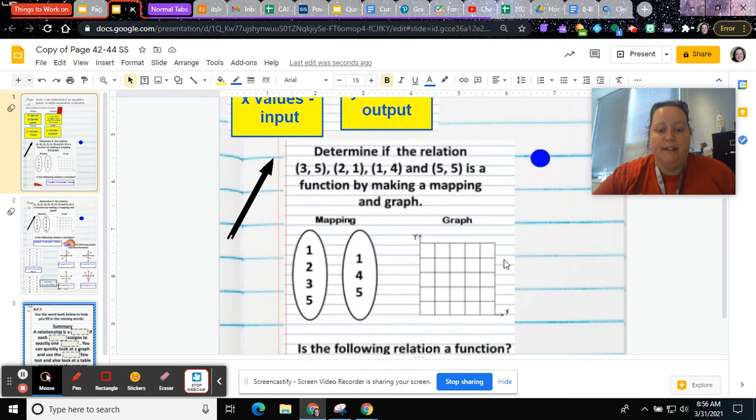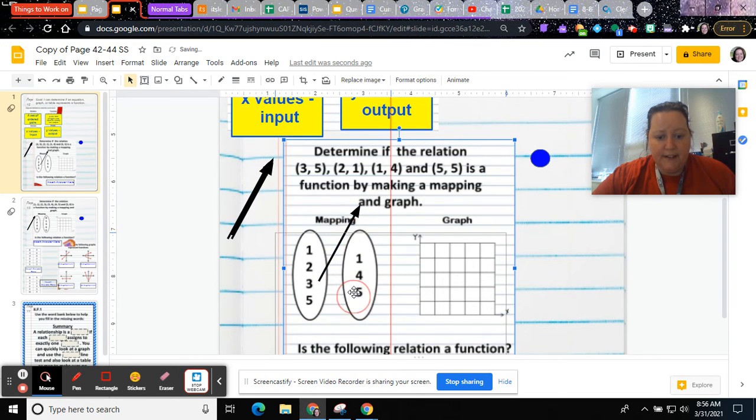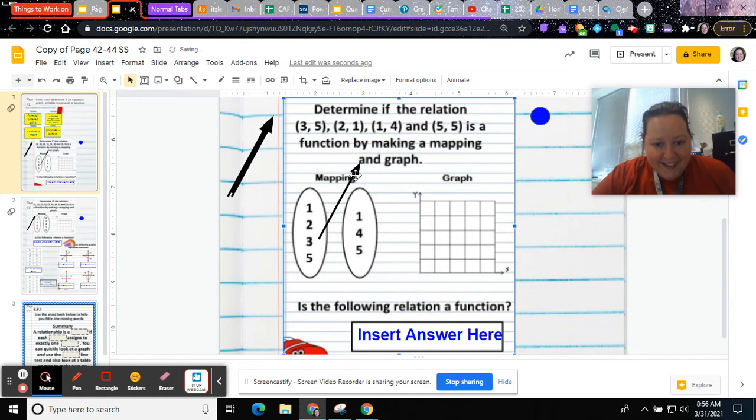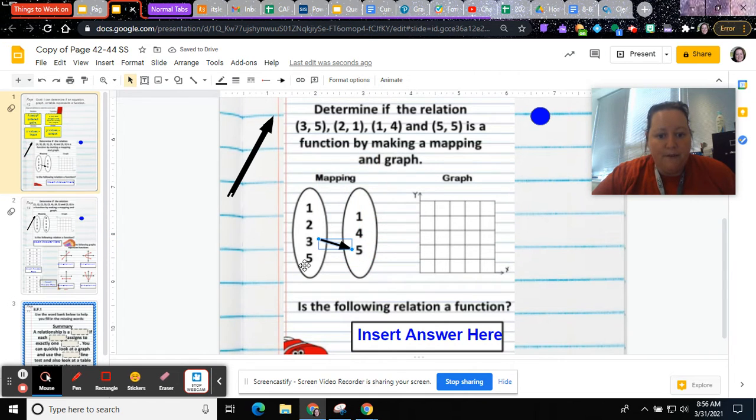So it says determine if the relation (3, 5), (2, 1), (1, 4), and (5, 5) is a function by making a mapping and a graph. For (3, 5), you want to point to the 3 and then rotate this arrow down to the 5. So for (3, 5), the domain, the x, points to the y, the range.